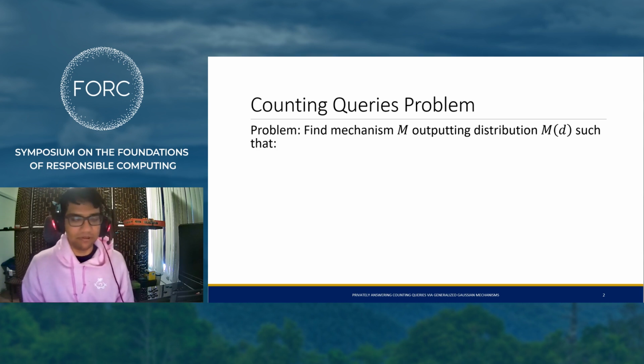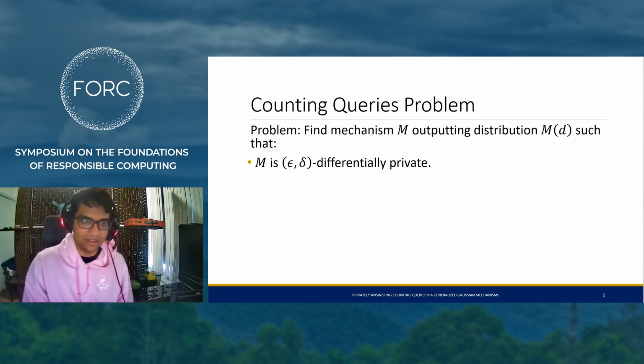In this problem, we're given a vector D, which represents some statistics about a database containing users' private data. And our goal is to find a mechanism that outputs a noisy copy of the vector D. We'll denote the distribution M(D), such that this mechanism balances the goals of privacy and utility. So for privacy, we want epsilon-delta differential privacy, which basically says for two adjacent databases, that is databases that differ by at most one individual, the distributions given by the mechanism satisfy some statistical closeness.